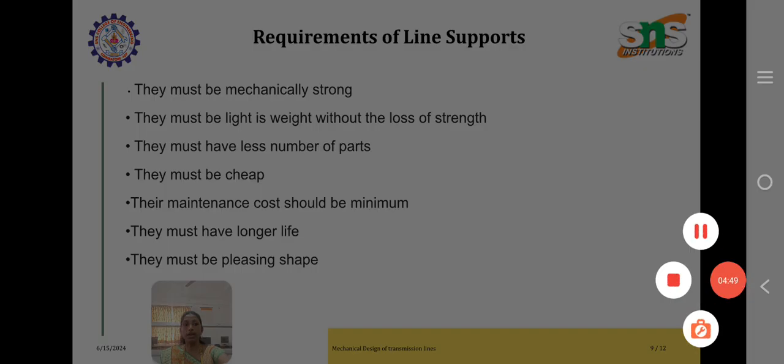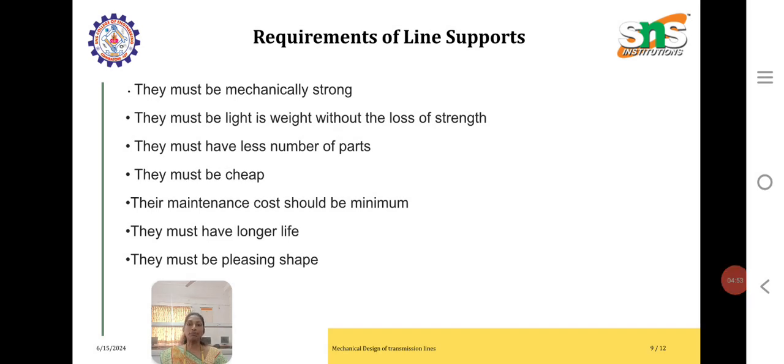Coming to the requirements of line supports, what type of line support should we prefer? It should be mechanically strong, cheap, and light in weight, with fewer parts, minimum maintenance cost, and a longer life. It should also have a pleasing shape. The poles are very visible everywhere we see, so if they are of pleasant shape, the people around also feel good about the area in which they live.